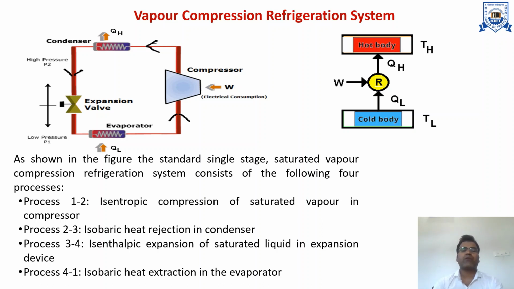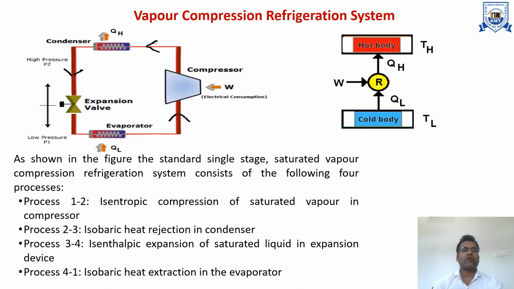We can assume point 1 at the inlet of the compressor, and point 2 at the outlet of the compressor. So there are two points for the inlet and outlet of the compressor, and the process 1 to 2 is the isentropic compression of saturated vapor in the compressor. For component 2, the inlet of the condenser is point 2, and the outlet of the condenser is point 3. Process 2 to 3 is known as isobaric heat rejection in the condenser.